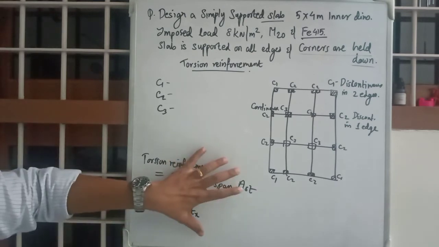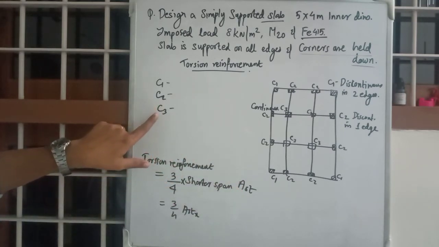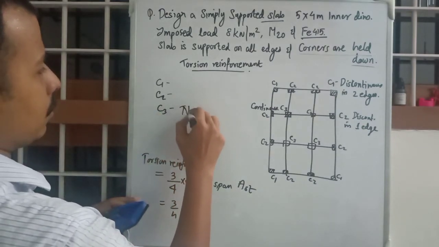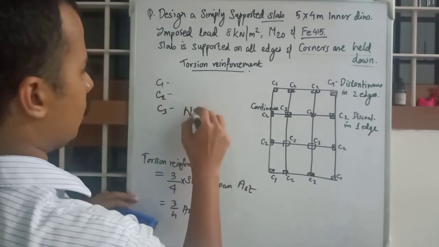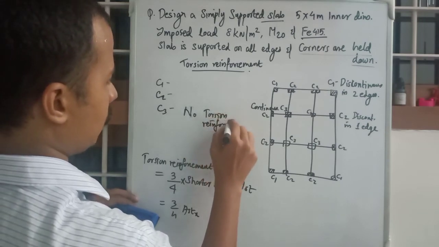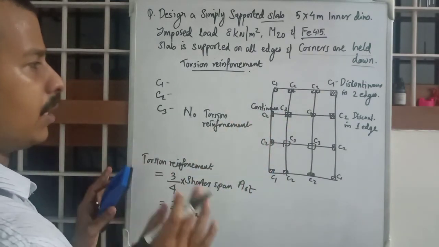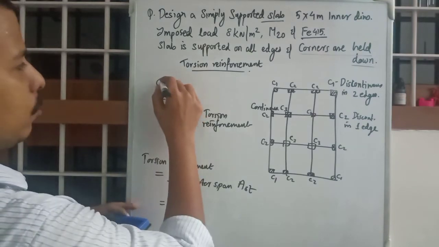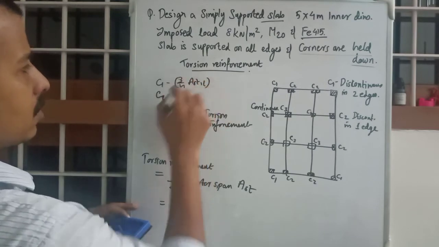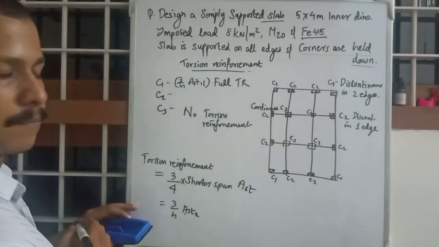So this should be calculated in any case, and the difference is if we are considering a corner as C3, you don't need torsion reinforcement, because there is continuity all around. You don't need to give any torsion reinforcement. C1 you need to give complete value, that is 3/4 ASTX, that is full torsion reinforcement.